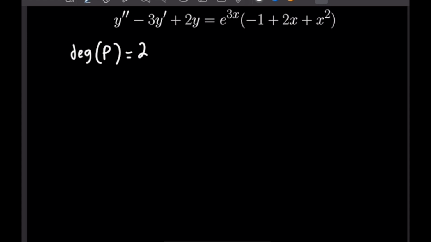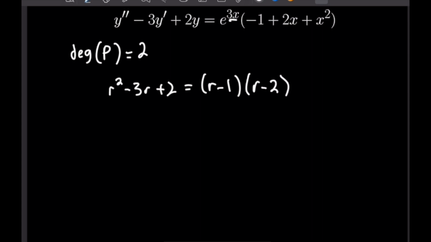And then from here, we want to find the roots of our characteristic polynomial, so we can see if any of them are 3. Well, our characteristic polynomial is r squared minus 3r plus 2, and that is going to factor as r minus 1 times r minus 2. And of course, neither of those roots is equal to 3, so we'll use the following substitution for our y sub p. We don't need to put an x in front of our e term because there are no roots shared, so we'll just have y sub p equal to e to the 3x times a general polynomial of degree 2. So that'll be ax squared plus bx plus c.